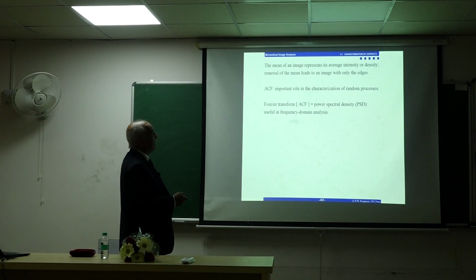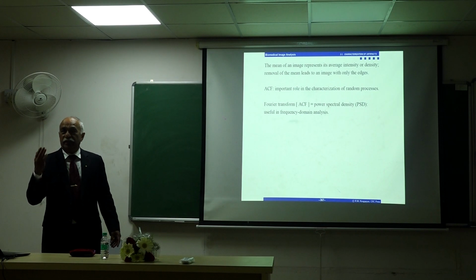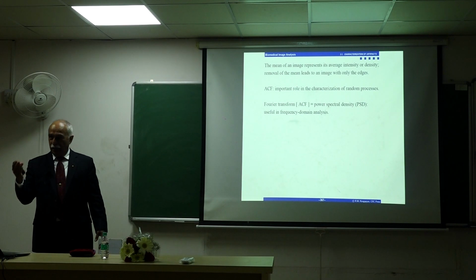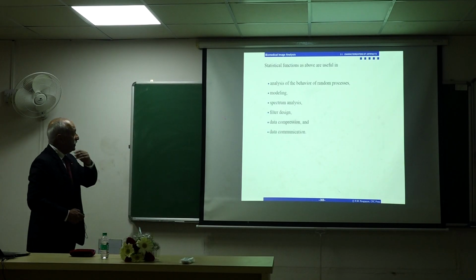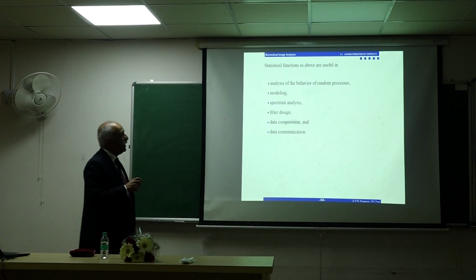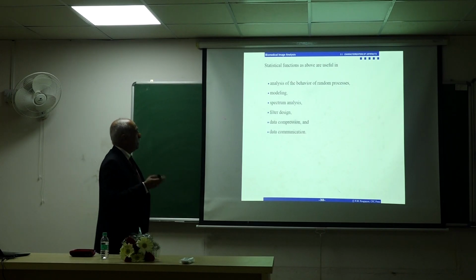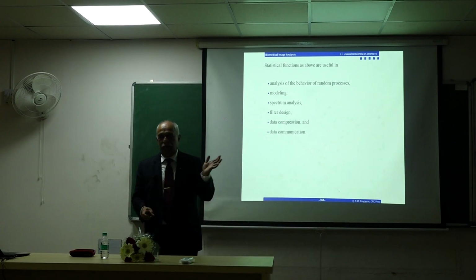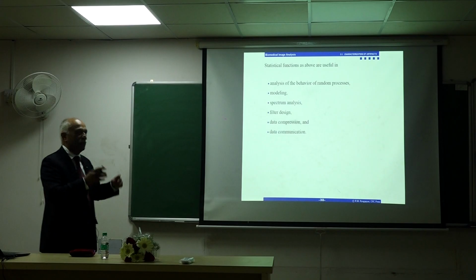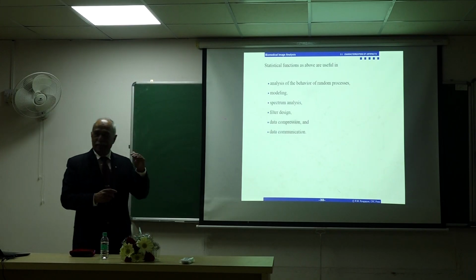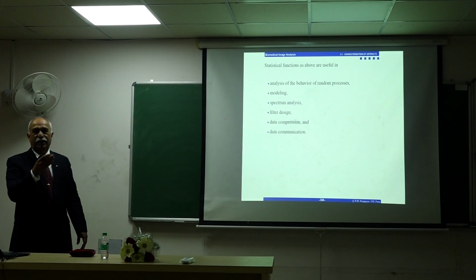The autocorrelation function is important in the characterization of random processes, given that the Fourier transform of the autocorrelation is the power spectral density. You get the power spectral density, which is useful in analyzing the frequency content and designing appropriate filters for that class of images. So these statistical functions are useful in the analysis of the behavior of random processes, in modeling random processes and also populations of images, spectrum analysis, filter design, data compression, data communication systems, and so on. You need to know these statistics in order to design optimal filters and procedures. If you just want to do something ad hoc, fine. But if you want to do something optimal, then the optimization procedure will require some of these statistics, especially the autocorrelation and MTF.